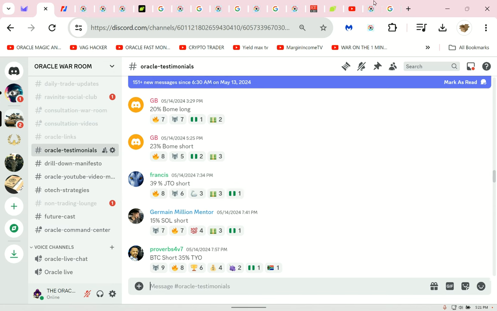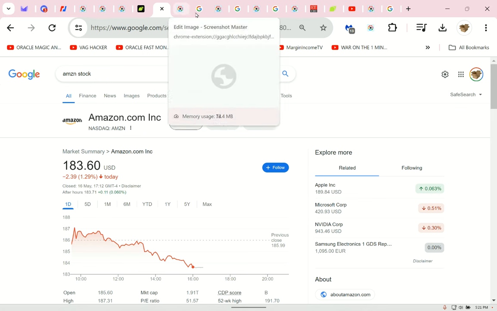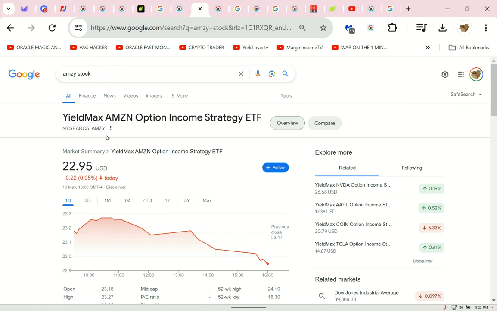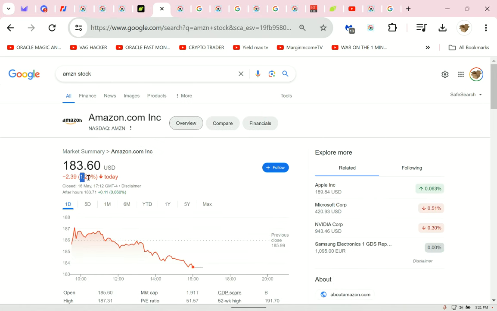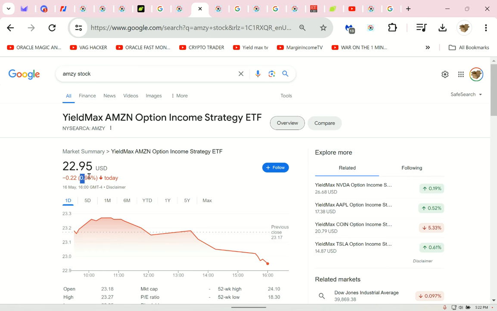So let's jump right into the markets. Amazon is probably up in the after hours, but I don't want to refresh. I want you to see that it was down 1.29. AMZY was down less again. This is what you pay a management fee for. 1.29 down here. We're down less.